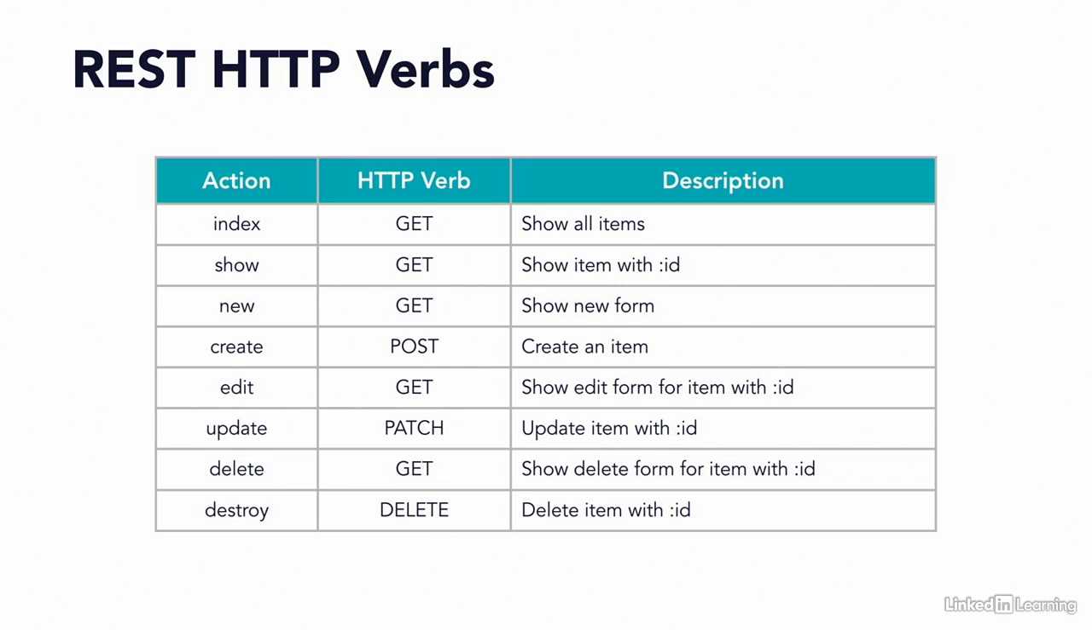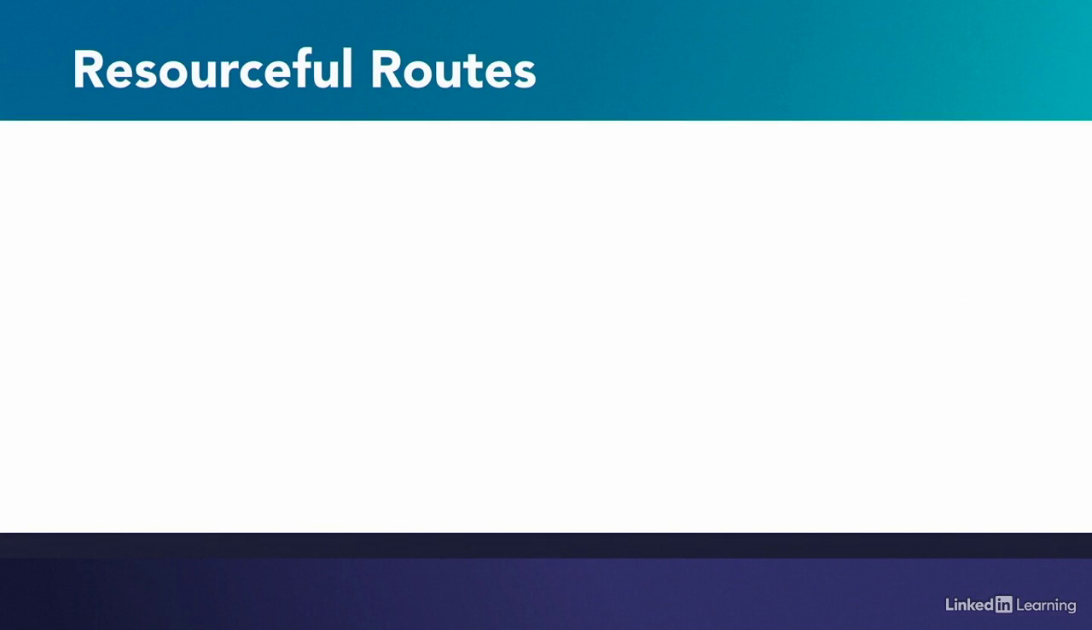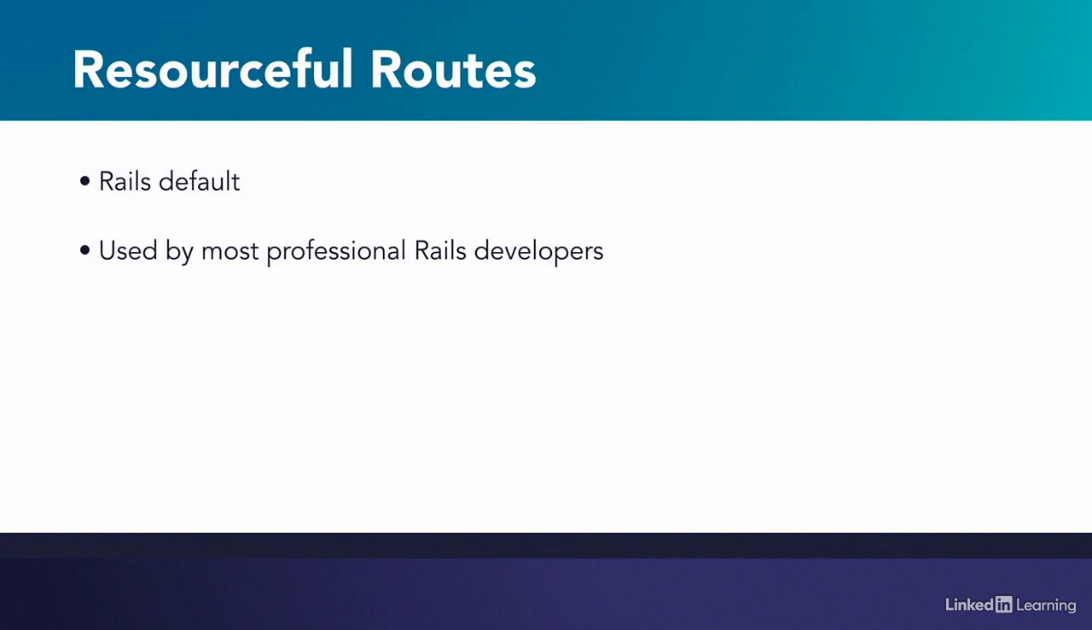When we perform a create action, well, that's posting new information. It's processing the new form and it's posting information to the database. Patch is used for updating and delete is used for destroying. The combination of using CRUD with RESTful routes leads us to something called resourceful routes, and it is the Rails default. It's also used by most professional Rails developers. Now, you don't have to use it as a beginner, but because it's the default and it's so common, you do need to at least understand what it is.